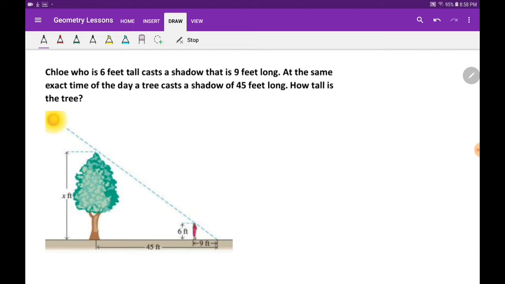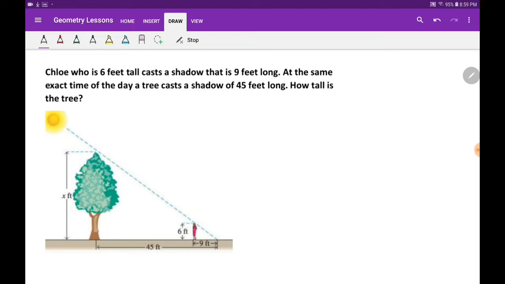Now, we know that light travels in a straight line, and once it hits an object, that's why shadows are formed. So that's the principle behind this. Sunlight, objects, and shadows actually form similar figures. In this case, it's going to be similar triangles.